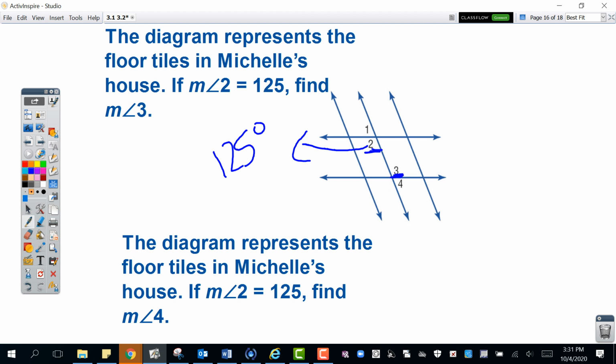All right, so again, I'm only looking at angle 2 and angle 3 right now. So I see which lines can I cover up so that I don't get confused. Okay, well 2 and 3 are on this middle line right here, and they're on this line and this line. So those are the only 3 lines I need. So I'm going to cover up this line and this line so I can see it a little bit better.